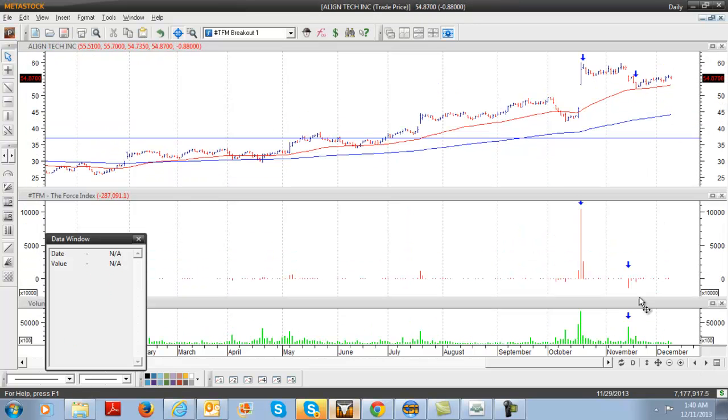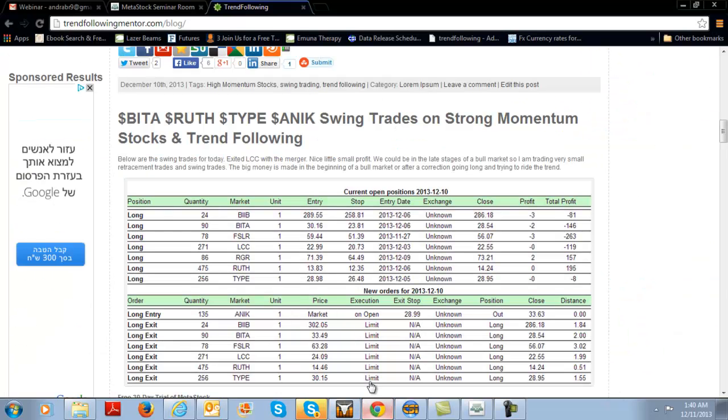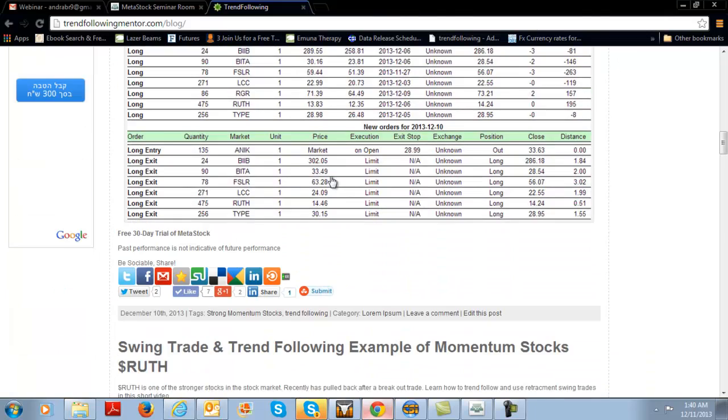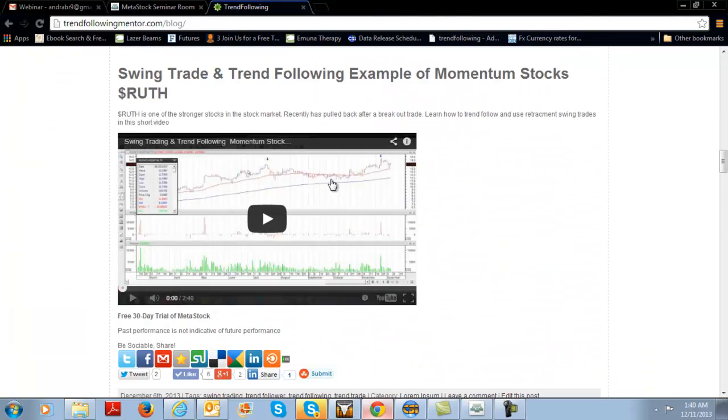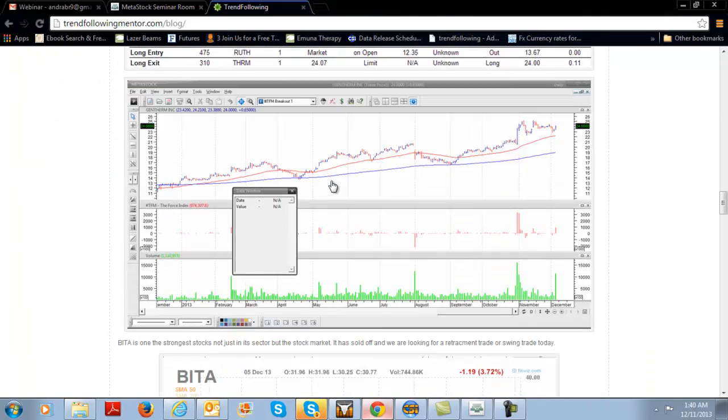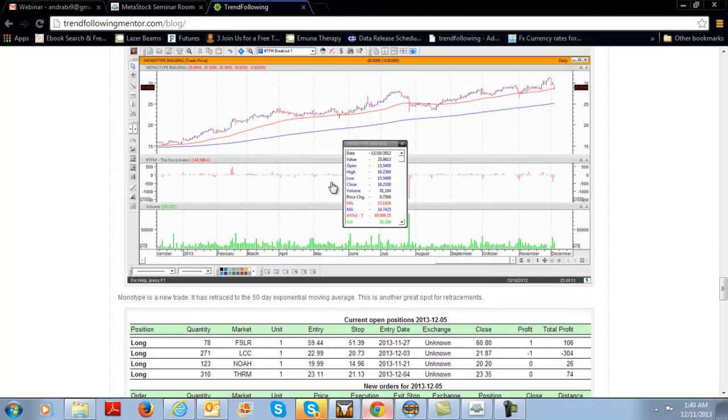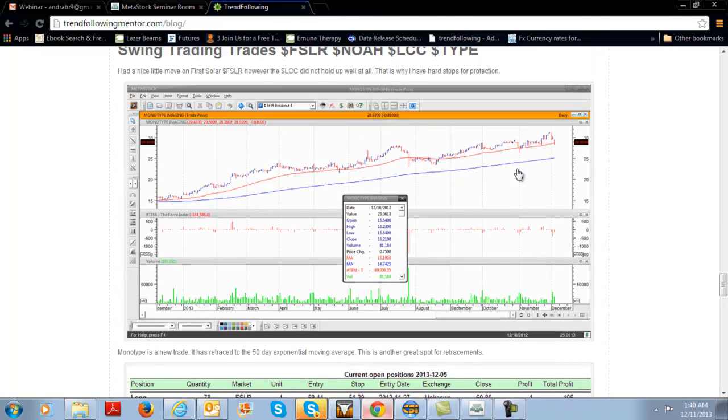Well, here, I was in this one. This is a retracement trade that I took recently. You can go back and see on my blog, they're all here. Every one of them is listed. You're just going to go back and you see them. And I discuss them. I show them before I'm even taking them.